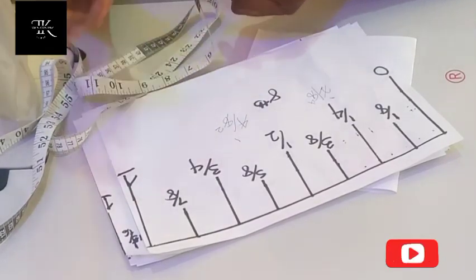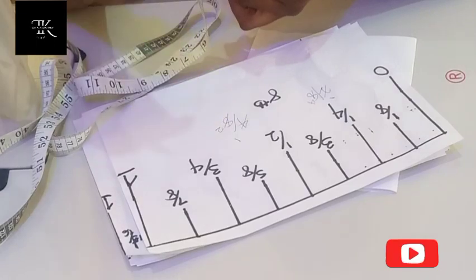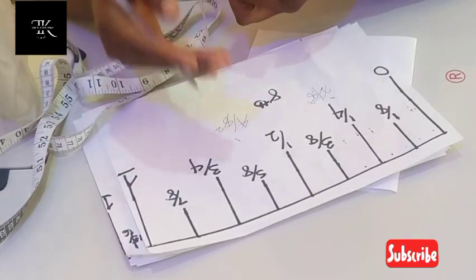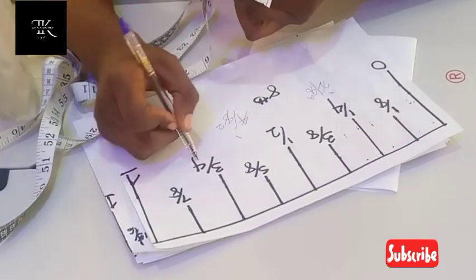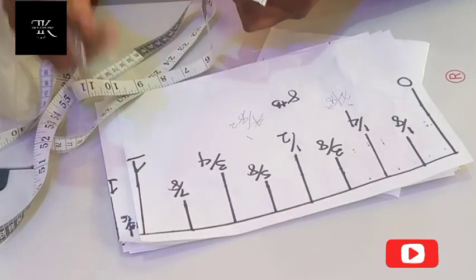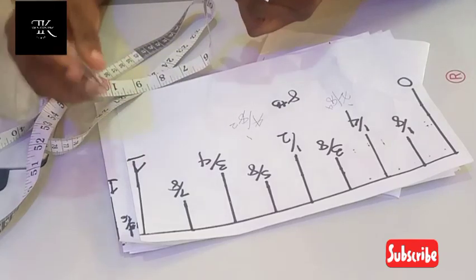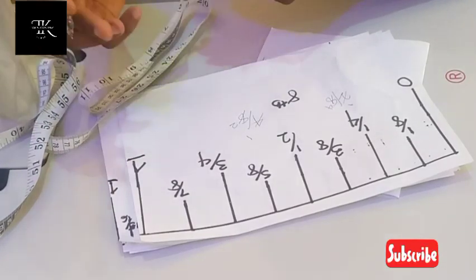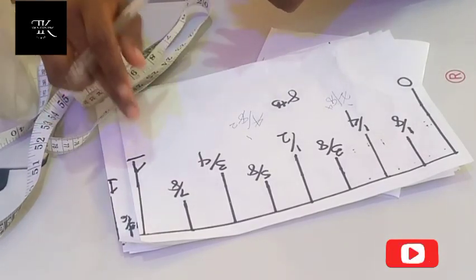Then move to the next one, that's 5 over 8. Nothing can divide it. The next one is 6 over 8. We use 2 to divide both 6 and 8, and that's how we get our 3/4. Then the next one is 7 over 8, which nothing can divide. Then the next one is 8 over 8. 8 divided by 8 is 1, so that's how we get this whole number 1.